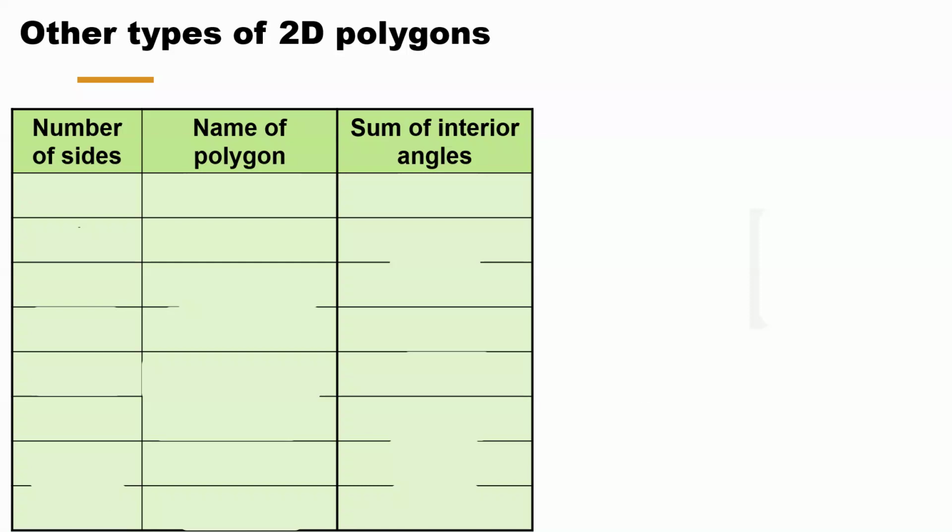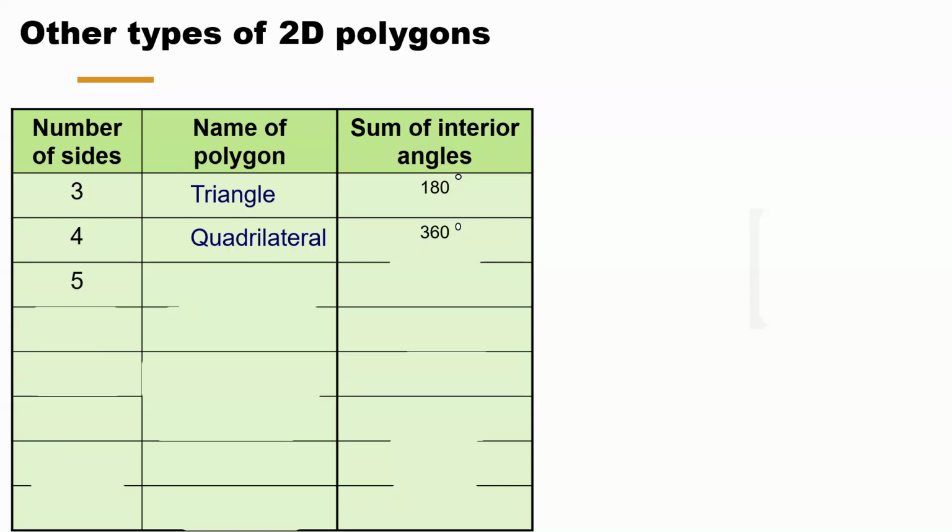Now, these are other types of 2D shapes or 2D polygons, and I've collected all of the ones that you need to learn about in foundation, and I've added them in this table. Number of sides, name of the polygon, sum of interior angles. So the three-sided shape, it's a triangle and it's 180 degrees. Four-sided shape, quadrilateral, and it's 360 degrees. And there are around 6 shapes that we've gone through in the previous 2 or 3 slides.